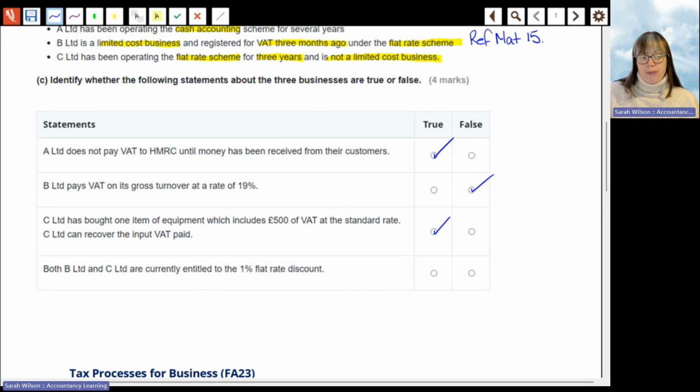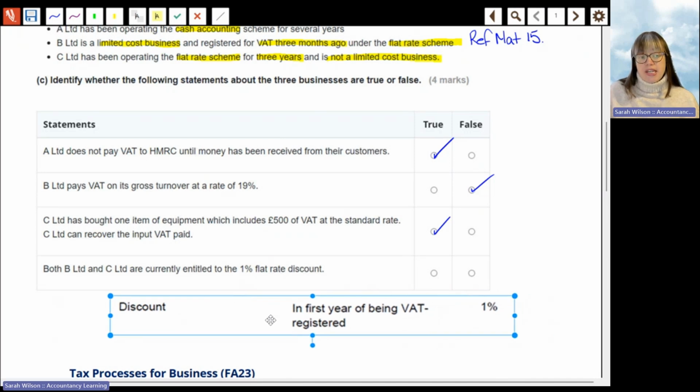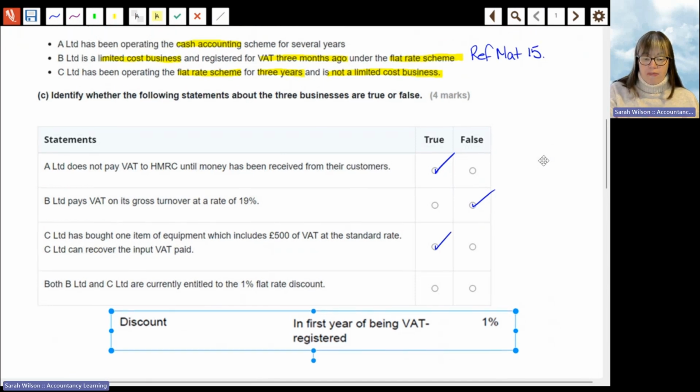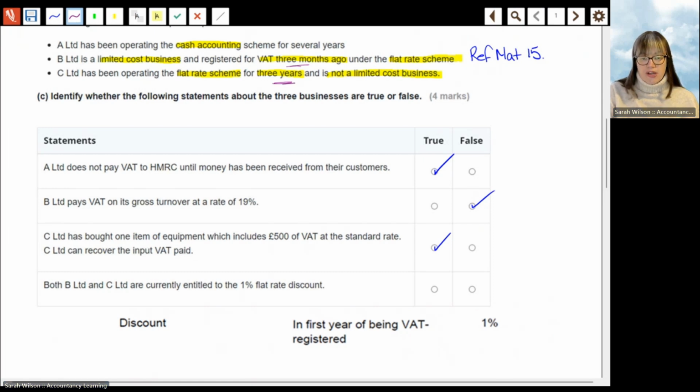And then the final statement is both B Limited and C Limited are currently entitled to the 1% flat rate discount. So again, in the same lot of reference material, you will be able to see this section. So the discount in first year of being VAT registered is 1%. So let's have a look at the information. B was registered 3 months ago, but C Limited has been registered for 3 years. So it's only B that would be entitled to the discount. So that would be false.